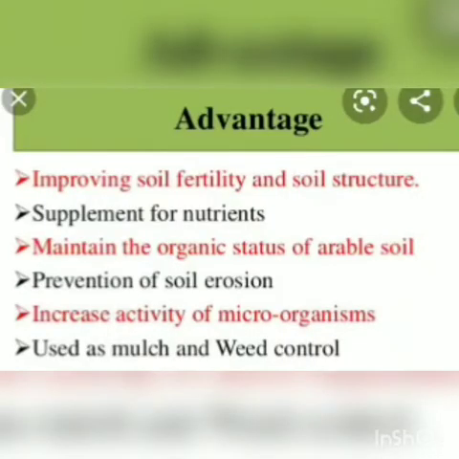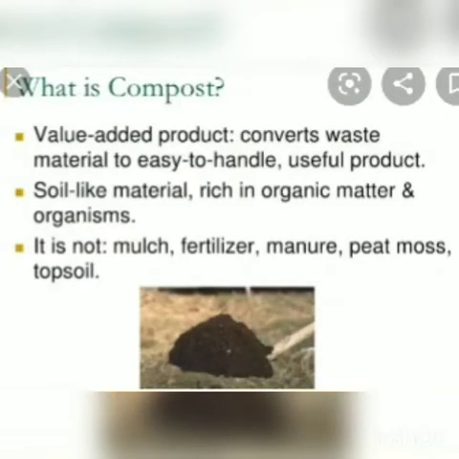Advantages of manuring: improving soil fertility and soil structure, supplement for nutrients, maintain the organic status of arable soil, prevention of soil erosion, increase activity of microorganisms, used as mulch and weed control. What is compost? Compost is a value added product that converts waste material to an easy to handle useful product. It is soil-like material rich in organic matter and organisms. It is not mulch, fertilizer, manure, peat moss, or topsoil.